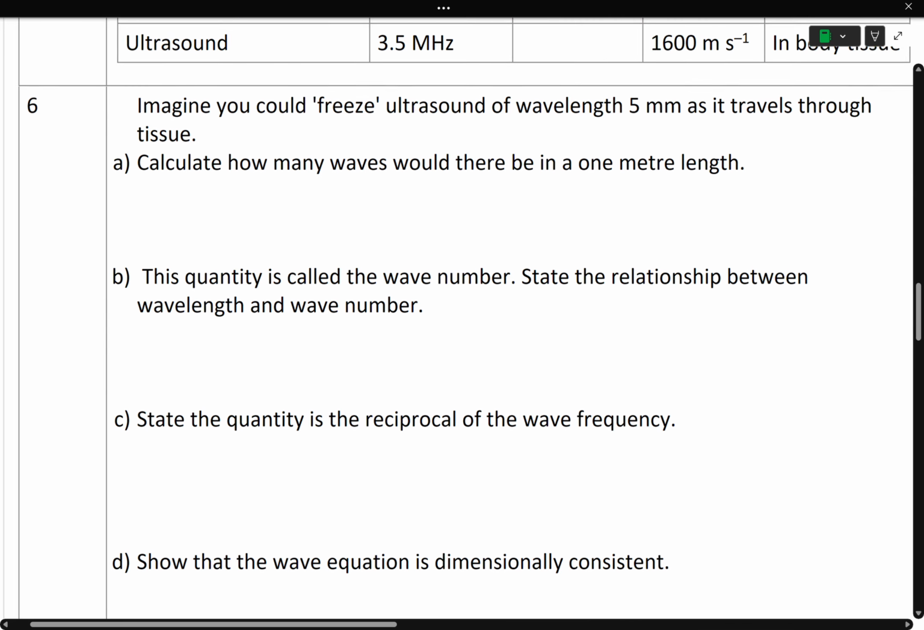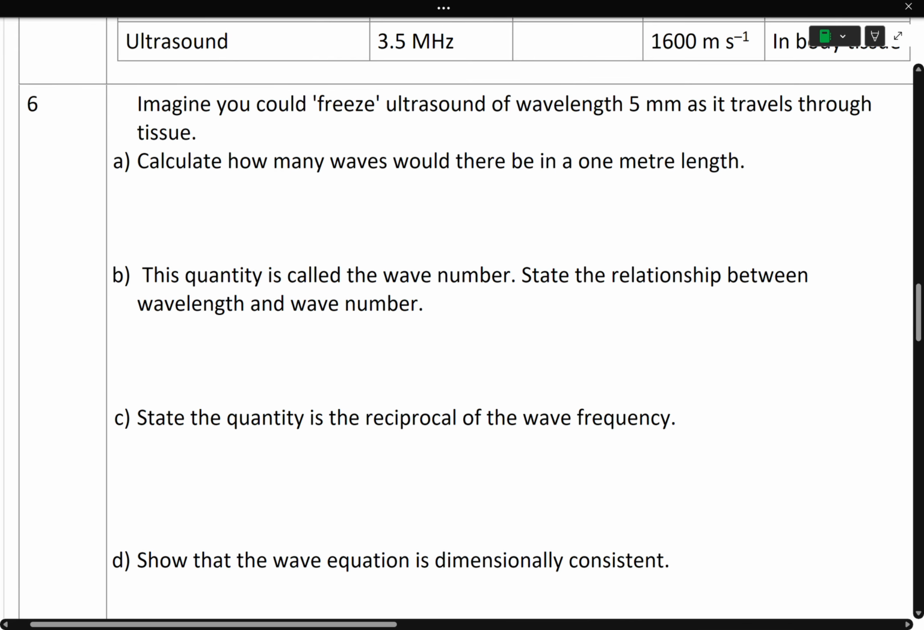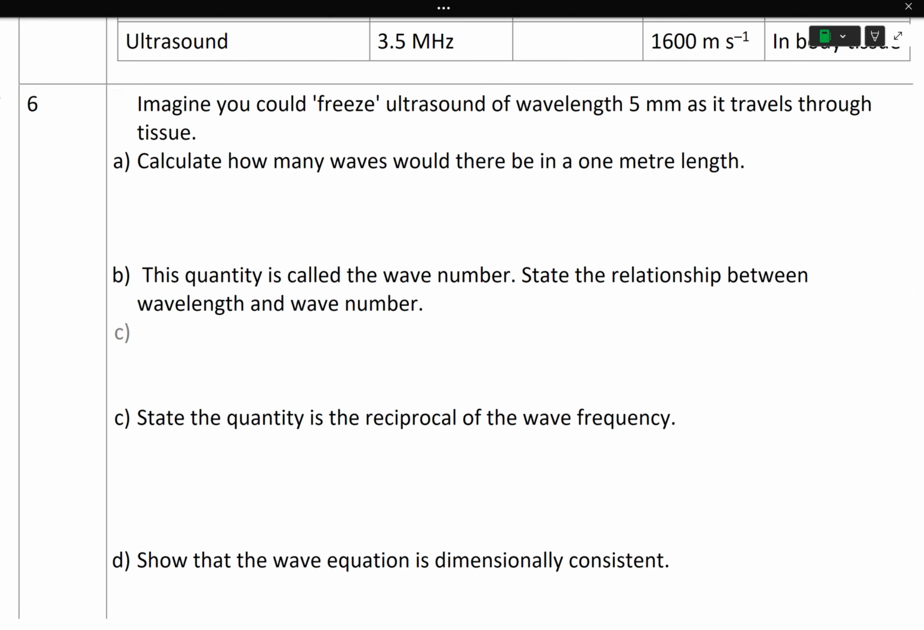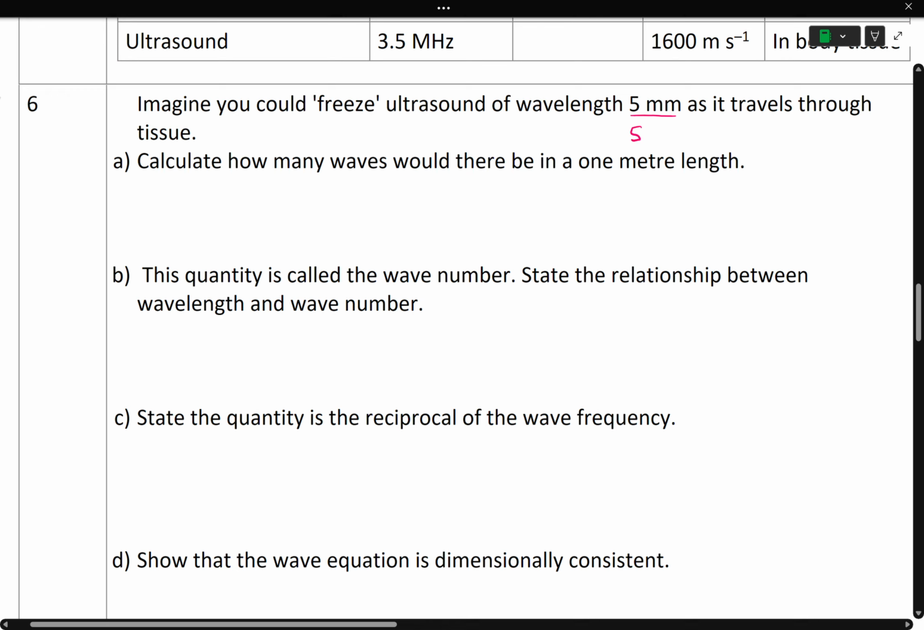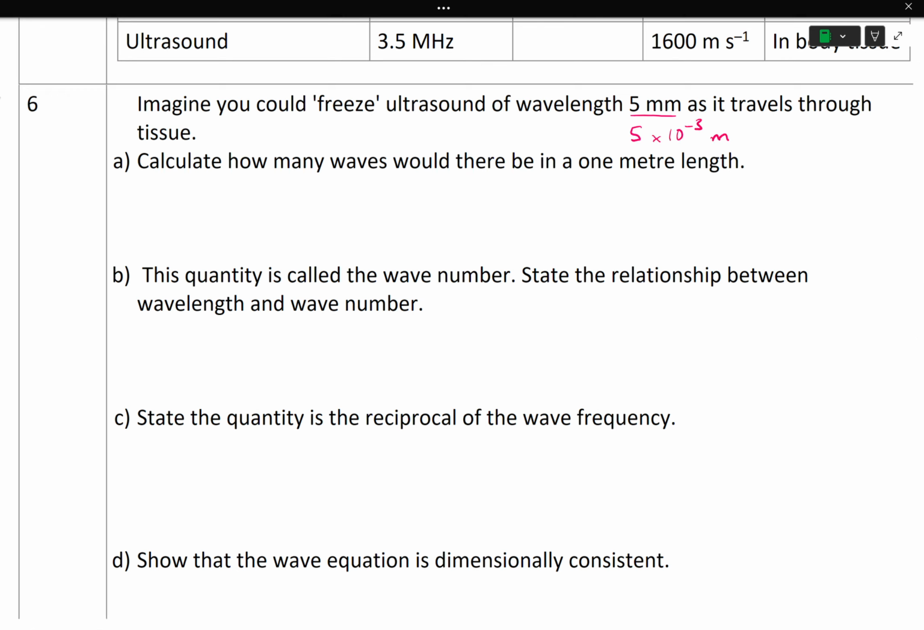Question 6 says, imagine you could freeze an ultrasound of wavelength 5 millimeters as it travels through tissue. So in terms of reading this question, we should probably note down straight away this is 5 times 10 to the minus 3 meters.